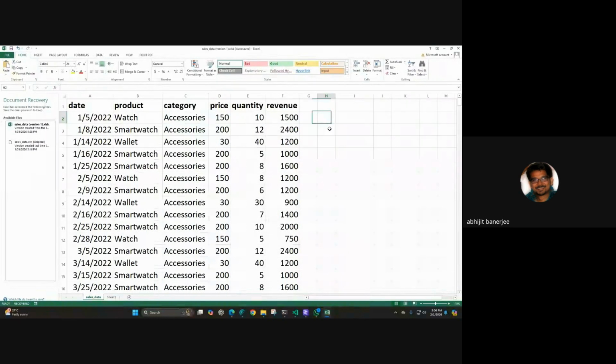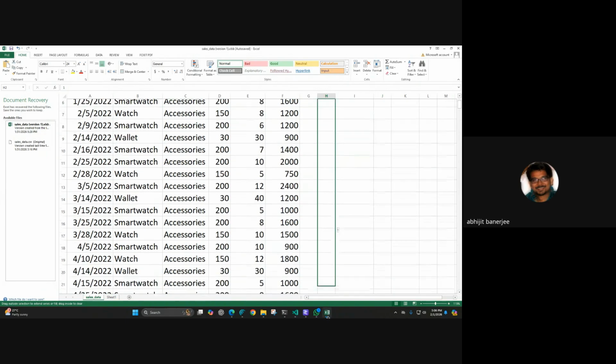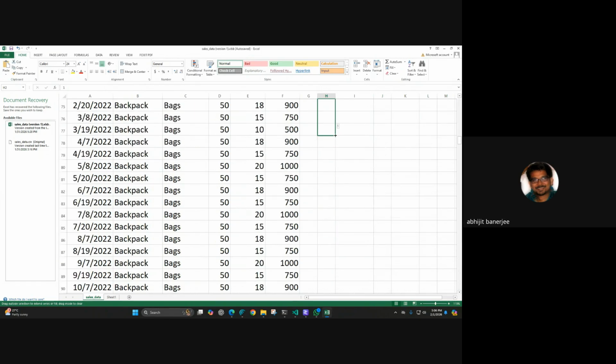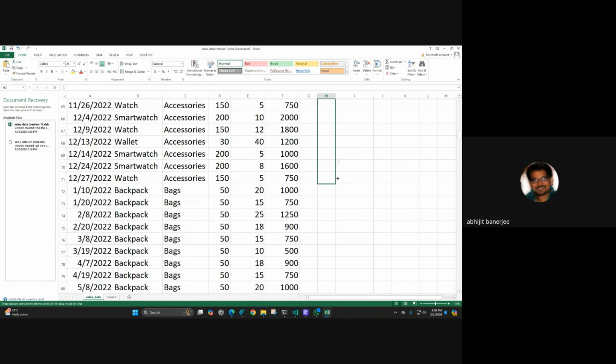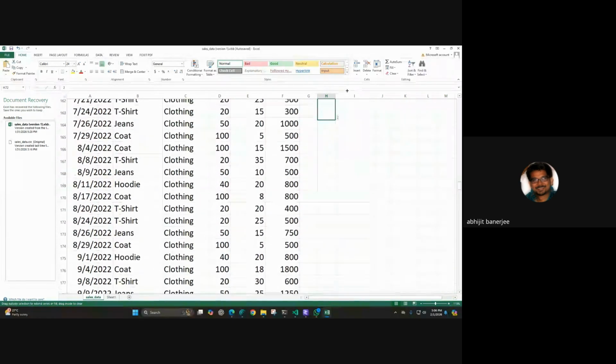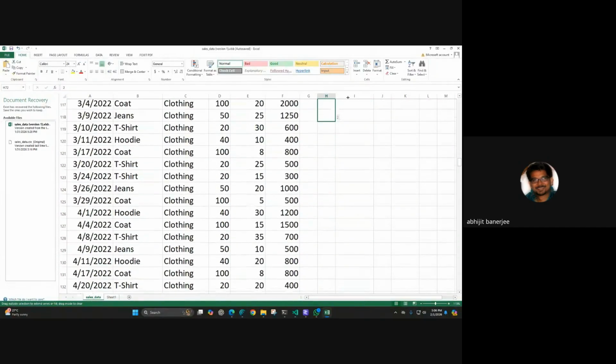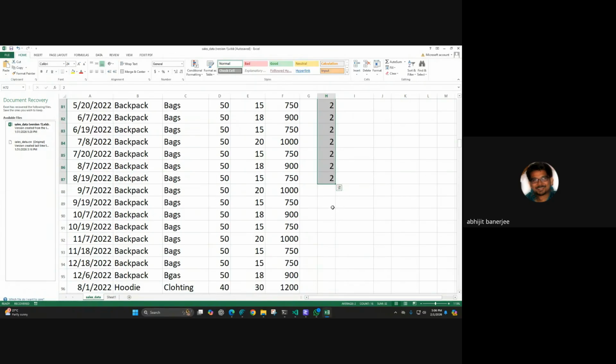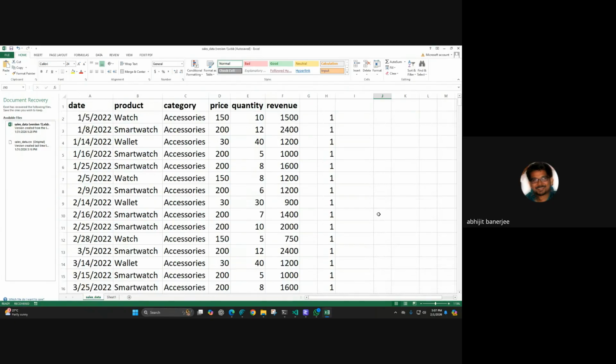Let's say accessories is 1. If it is accessories, then the number is 1, so all of these will be 1. I guess you get the idea. Bags will definitely be 2. What we are doing is a manual classification by quantifying each and every single class. I'll not go with the rest. And now if I go with all the classes, I will have only numeric numbers.